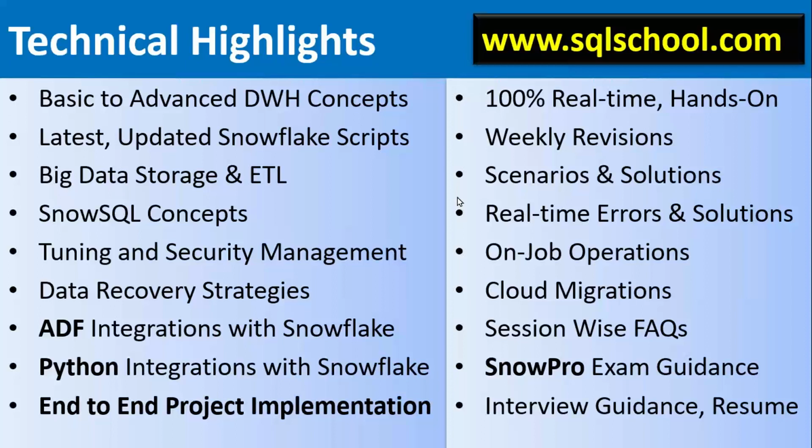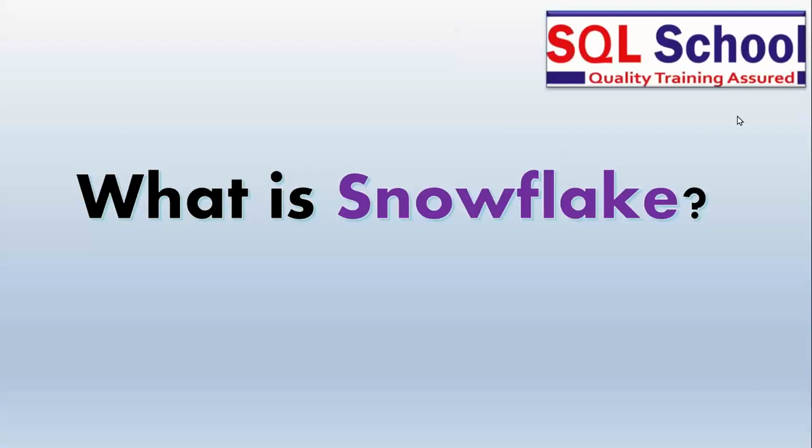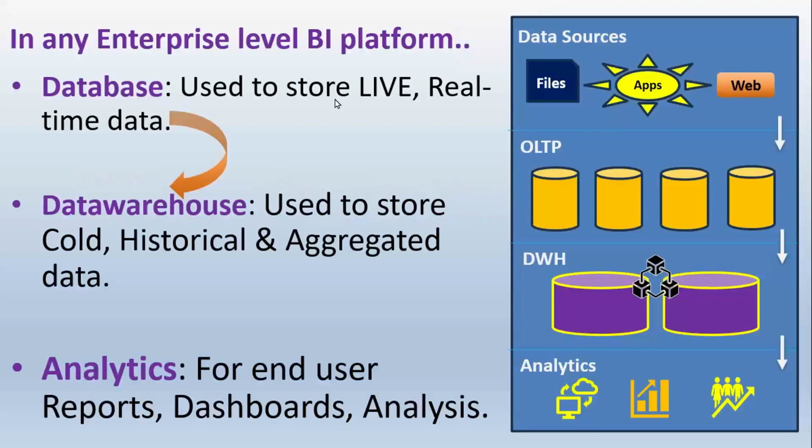Let's understand slowly step by step what is Snowflake, why we need it. Before we step into Snowflake, what is database? In any enterprise BI platform, business intelligence platform, we have database and warehouse. They sail together. Database is to store live real-time data. To store any type of live real-time data, we have databases. Warehouse is to store cold data, historical aggregated data. Cold, historical aggregated data, that is called warehouse.